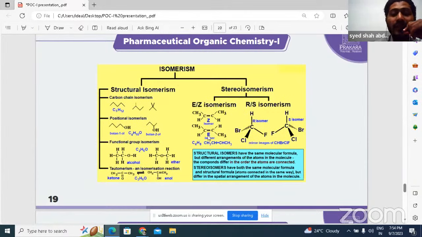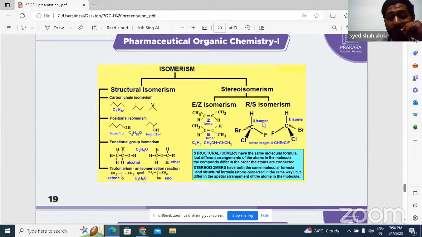E is nothing but entgegen, the word from which E has come, which means opposite. When the same groups are present on opposite sides, we call it entgegen or E isomer. So that is E and Z isomerism, and coming to R/S isomers.